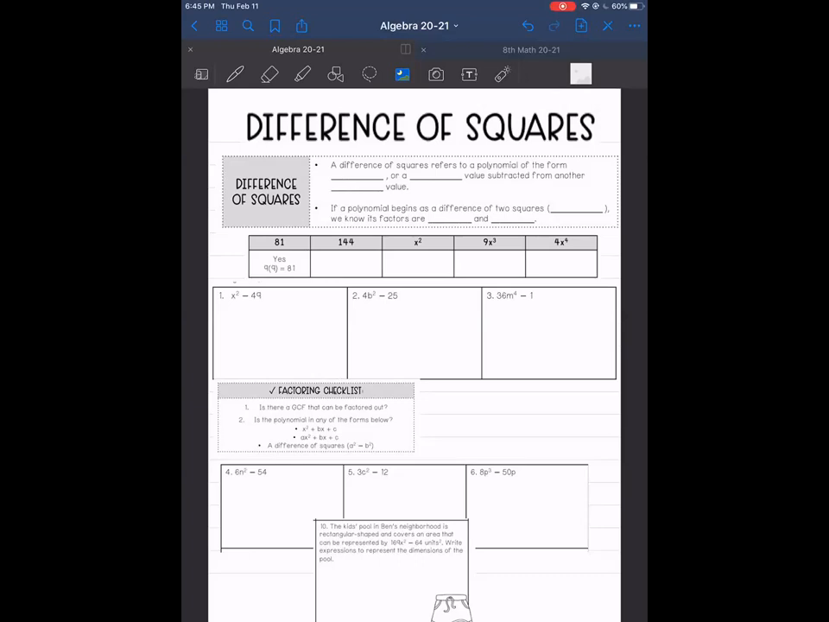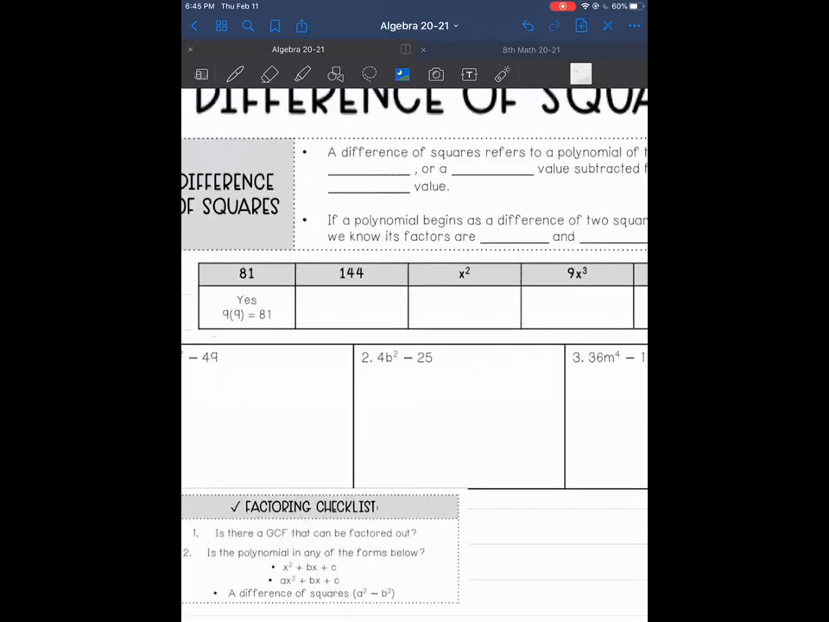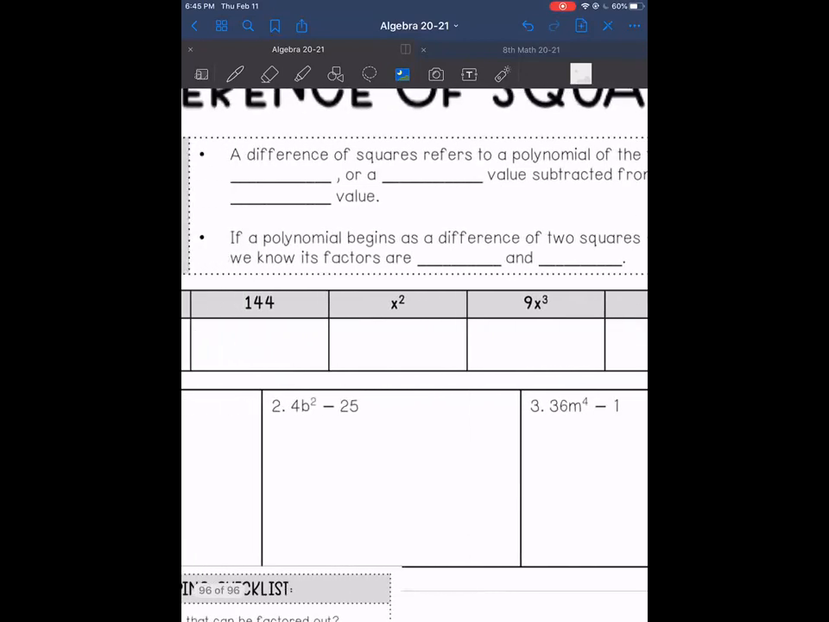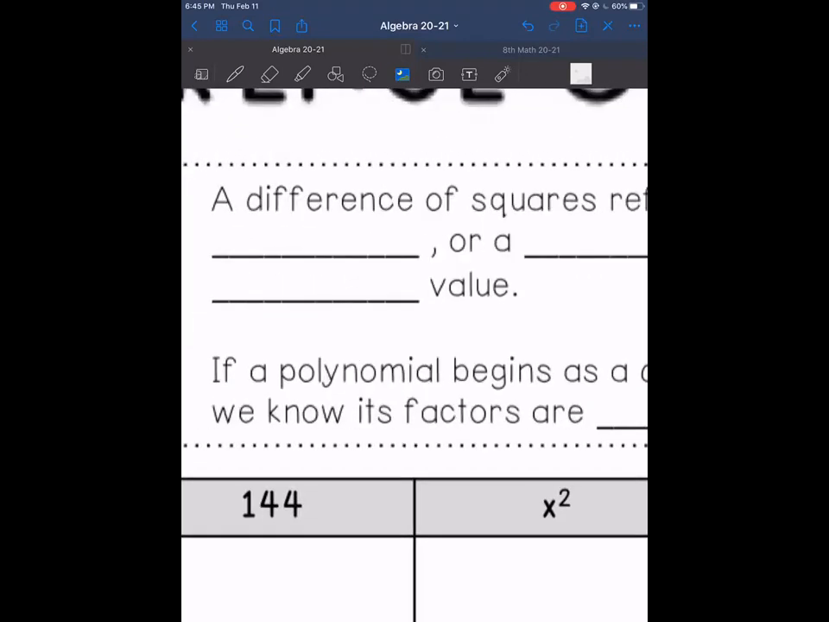If we see a polynomial expression that we know is the difference of squares, we should be able to start recognizing what the factors are a little bit easier. So I'm going to dive right in. A difference of squares. We're going to start filling out this little definition. A difference of squares refers to a polynomial of the form a squared minus b squared.